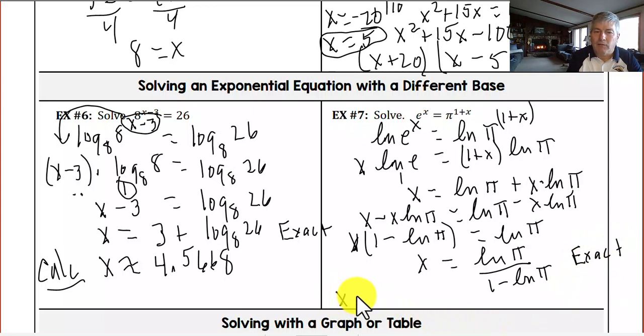And an approximate answer, by putting this into my calculator, I get x equals negative 7.909. And x can be negative here. I can have a negative exponent. That's legal, so I've got a legal answer, and I got that by using my calculator.